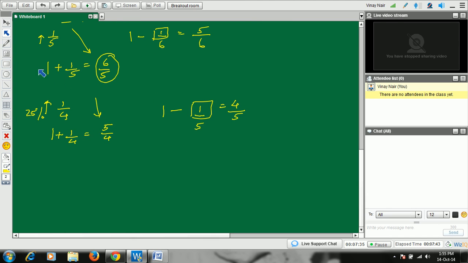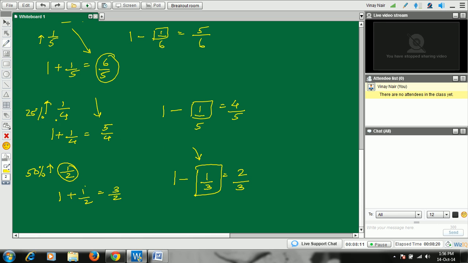So if the speed increases by, say, half, 50%, that means initially it was 1, now it has become 1 plus 1/2, so it has become 3/2. So time has to reduce by how much? So that it becomes the reciprocal of 3/2. So time has to reduce by 1/3. So when the speed increases by half, the time reduces by 1/3.